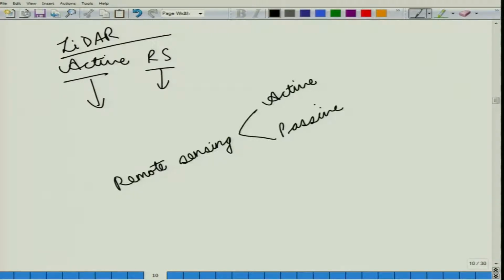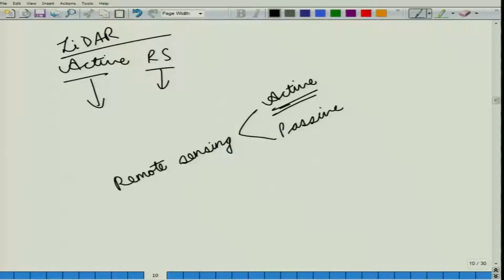Now passive remote sensing is something that we are doing every day. When we are using the energy of the sun or the energy of ambient light sources, and we are trying to get information about something. So when I am looking at this pen, I am using the energy of the ambience, and those light rays are getting reflected back to my eyes and I am getting information about this pen. So that is passive remote sensing.